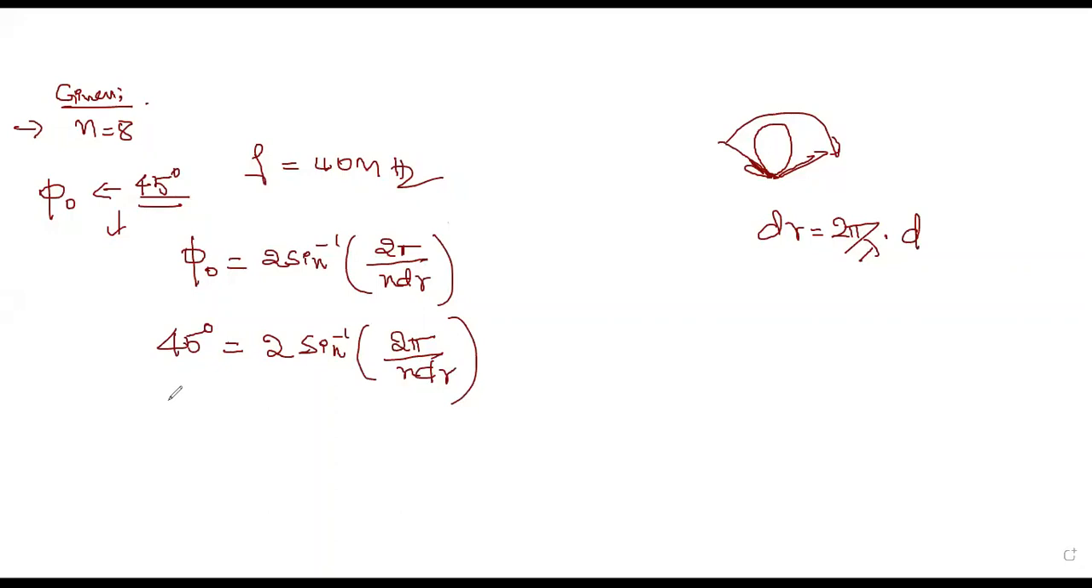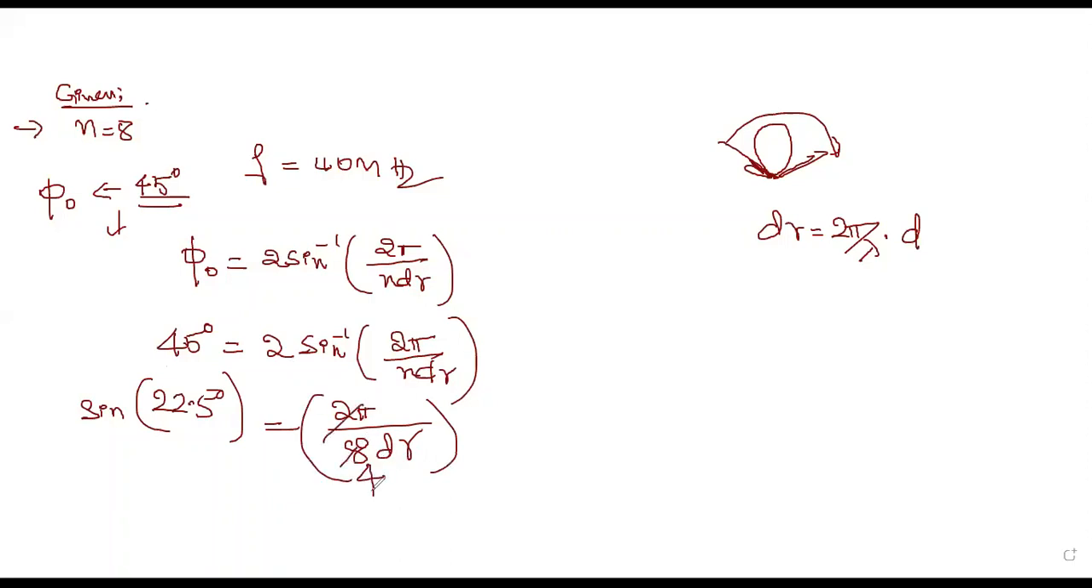Simplify this equation. So I'll get 2 2s are 22.5 degrees. Sine, you can bring it to this side. Sine inverse. Sine 22.5. 2 pi by n, the value of n is 8. This is dr. So it is 2 4. What is sine 22.5?